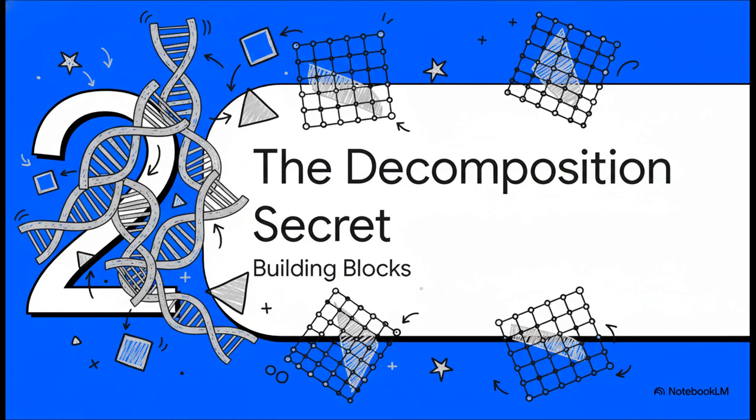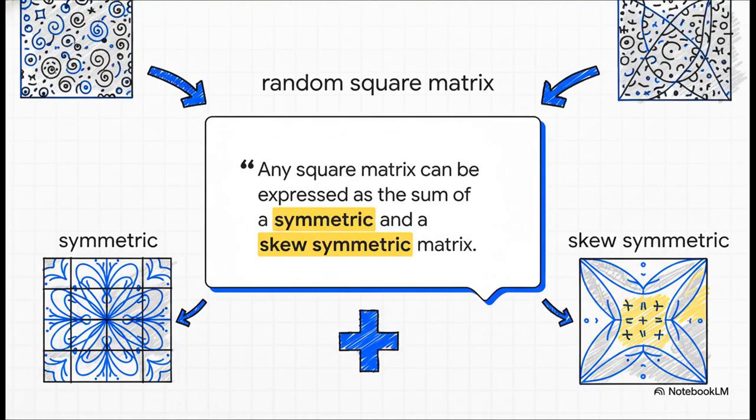So you might be thinking, okay, symmetric and skew symmetric, those are neat special cases. But this is where it gets really mind-blowing. They're not just special cases, they are the literal DNA, the fundamental building blocks of every single square matrix out there. And here it is, straight from the source. This theorem is a total game changer. It means that no matter how messy or random a square matrix looks on the surface, underneath it all, there's this beautiful hidden order. You can always break it down into these two pure components.